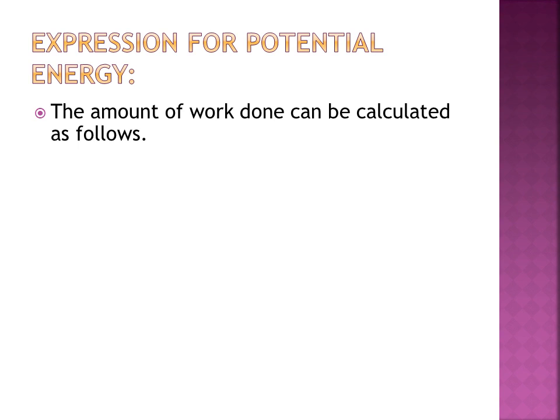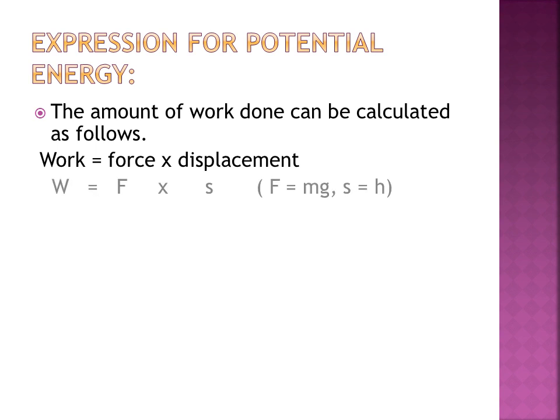The amount of work done can be calculated as follows. Work, we know, is equal to force into displacement. So work is equal to F multiplied by S. But here F is equal to mass into gravitational acceleration, mg, and displacement is equal to height. So instead of F multiplied by S, we can write mg multiplied by h. So work done will be equal to mgh.